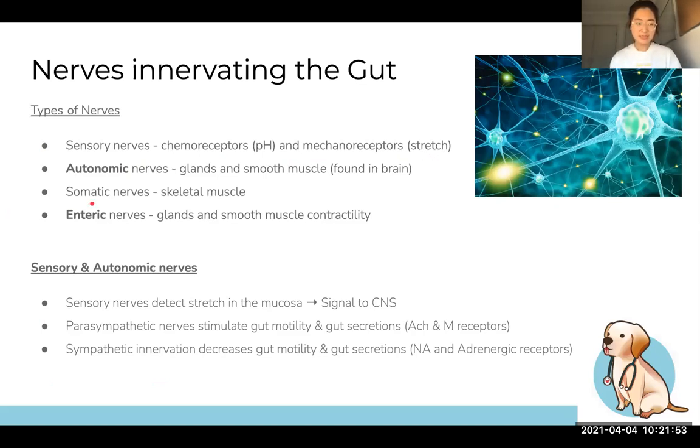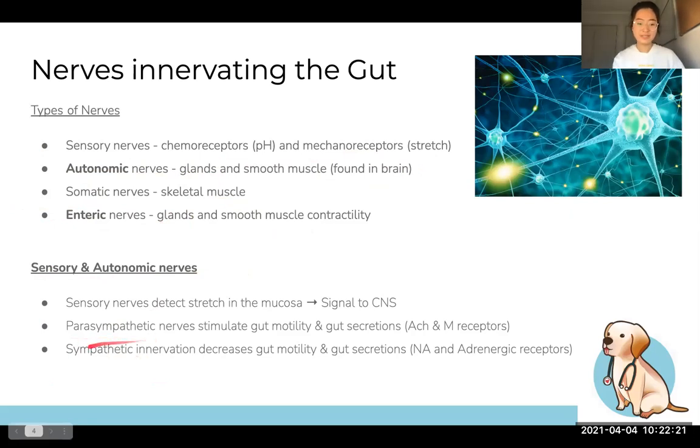Then later on, in terms of muscle or motor action, you've got your somatic nerves. These are the ones controlling skeletal muscle. You've got your autonomic nerves. These are the ones that are found in the brain that control glands and smooth muscle. And your enteric nerves, essentially similar actions as your autonomic nerves, except these are found in the GIT. In terms of what your sensory and autonomic nerves do, sensory nerves obviously detect stuff and then send the signal to your CNS.